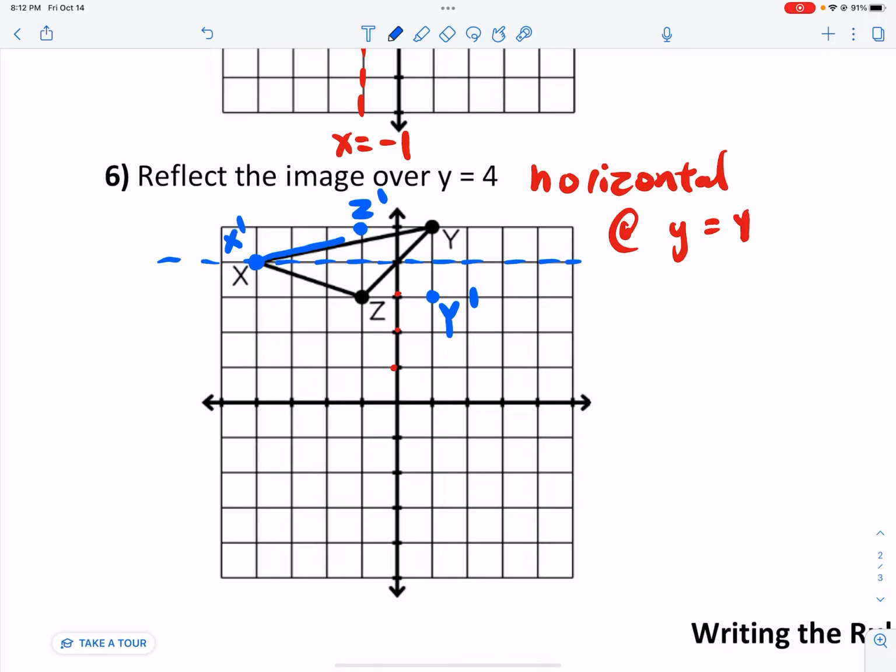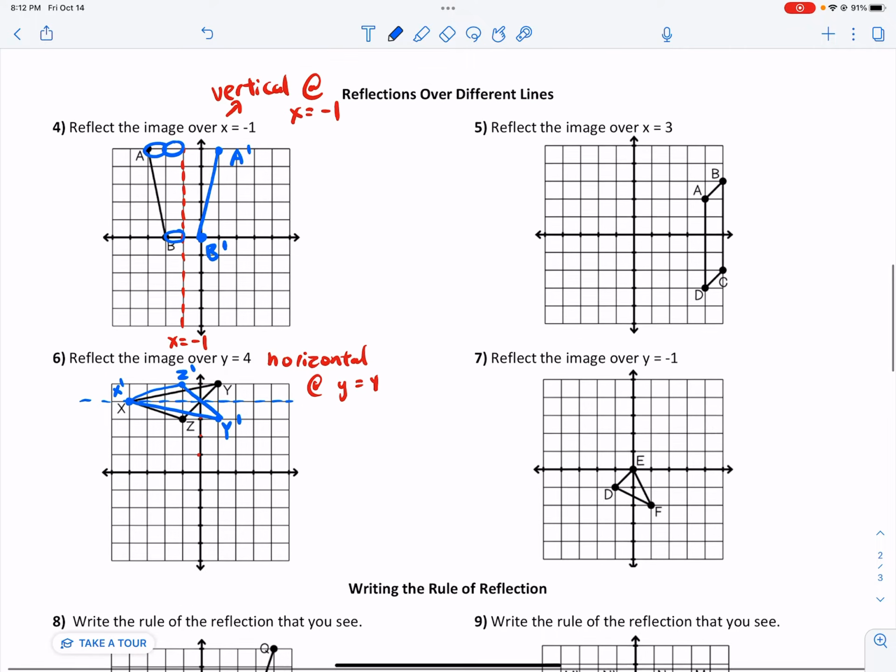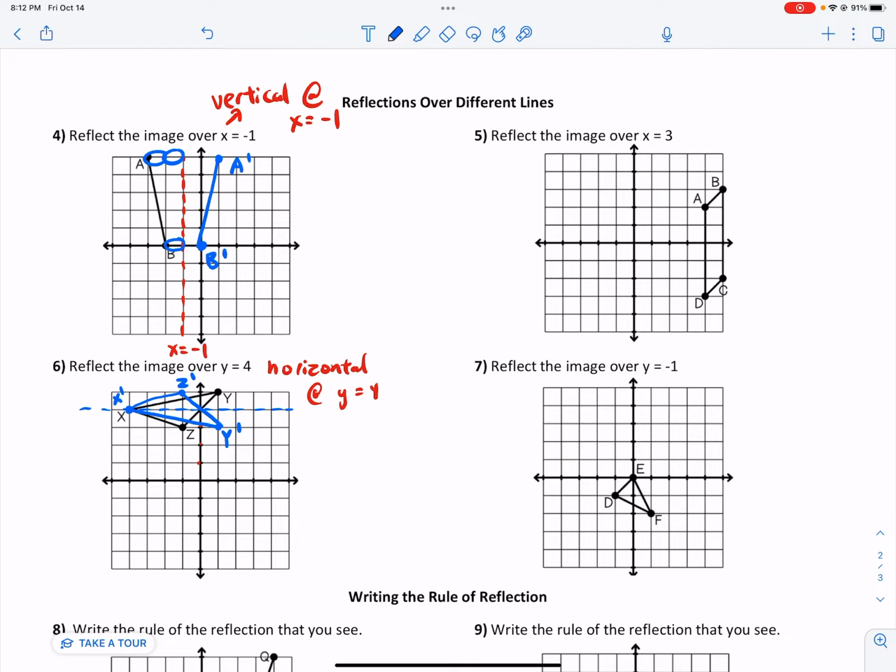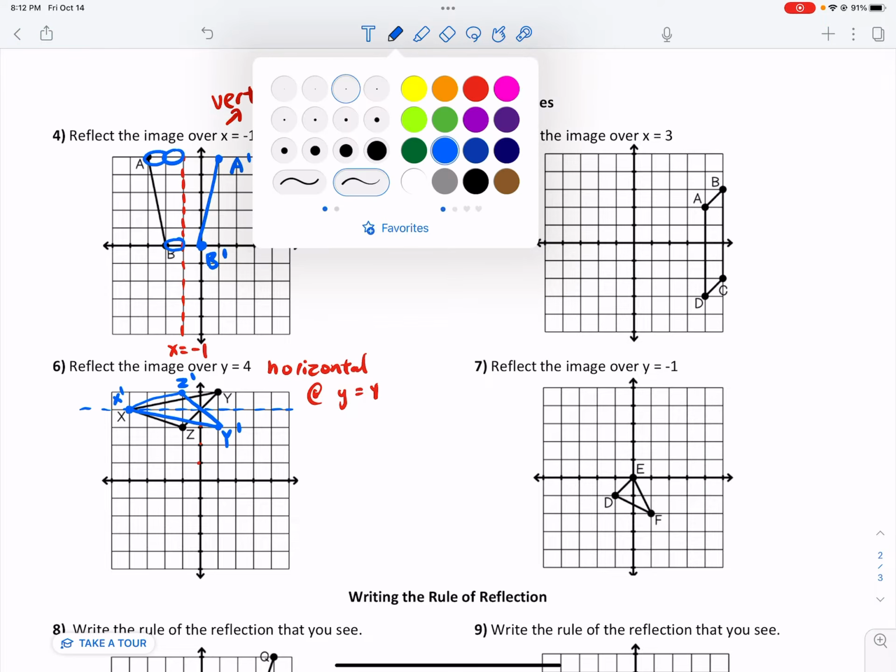All right, and here's your new image. Let's redraw that. Not bad, looks pretty good. All right, go ahead and draw your next 2 shapes. Don't forget to draw the line of reflection first, and then do your transformation.